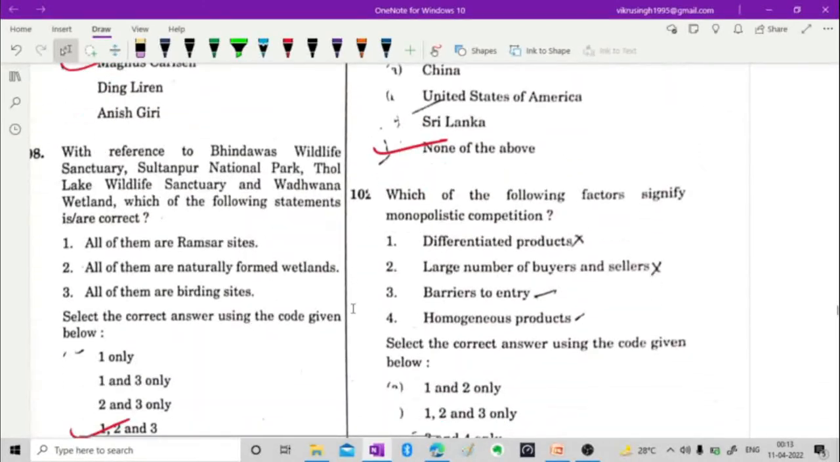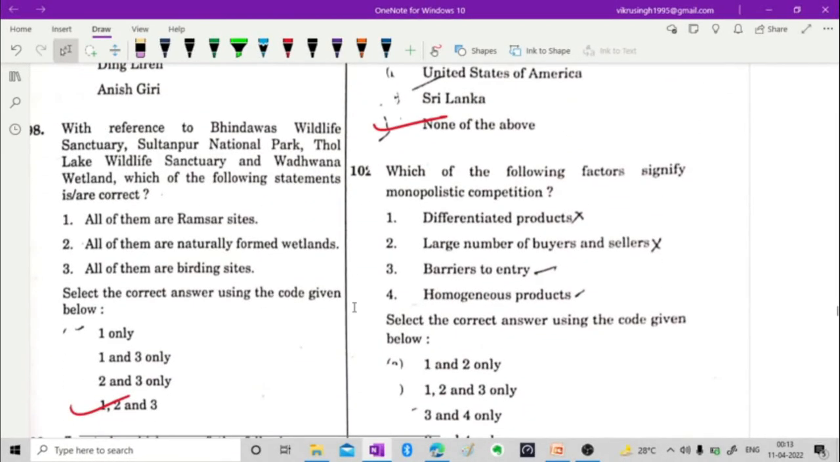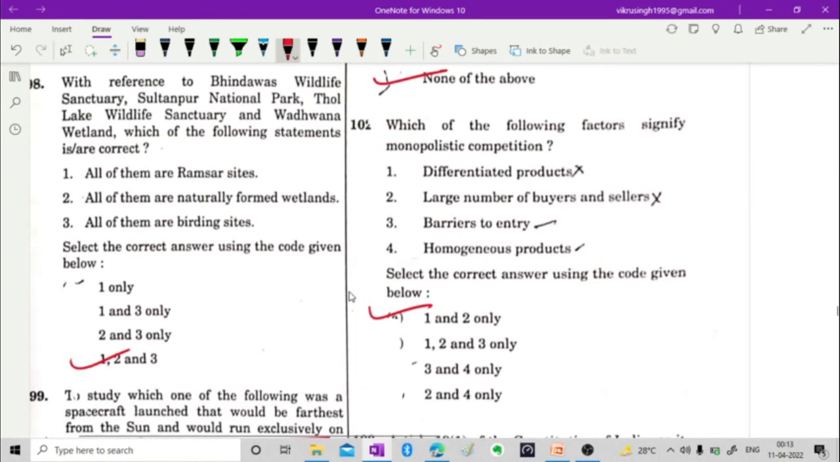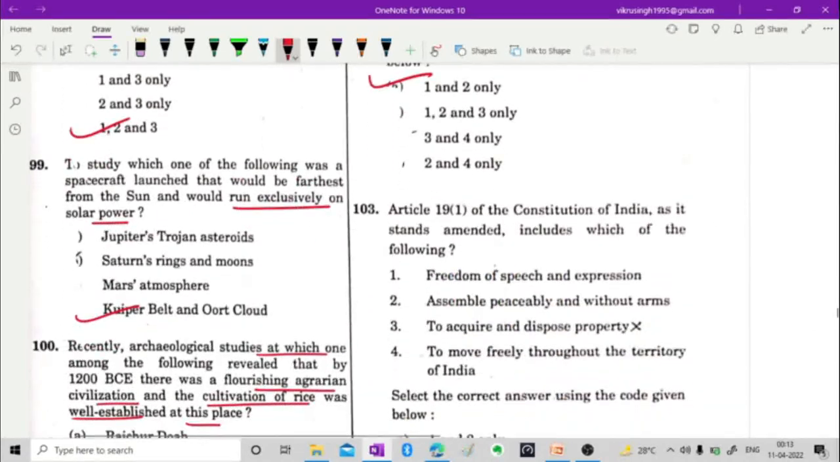Okay. Question number 102. Which of the following signal monopolistic competition? So monopolistic competition, what? 1 and 2 both. Differentiated products, large number of buyers and sellers. Question number 103, it is a quality section. So the correct option is 1, 2 and 4.